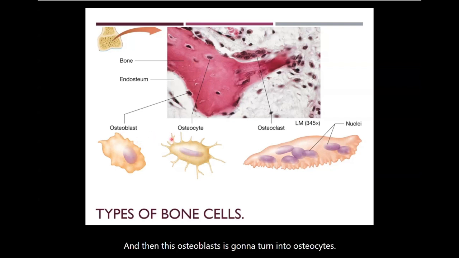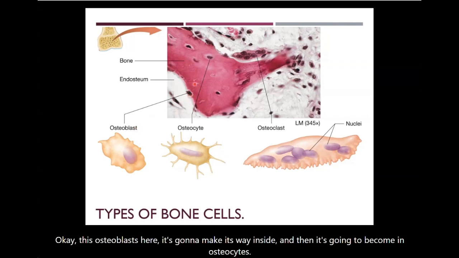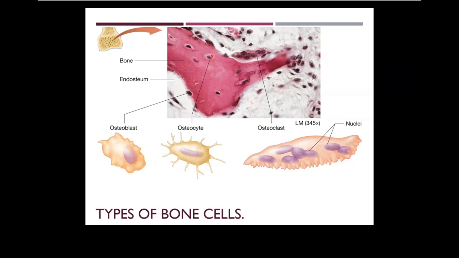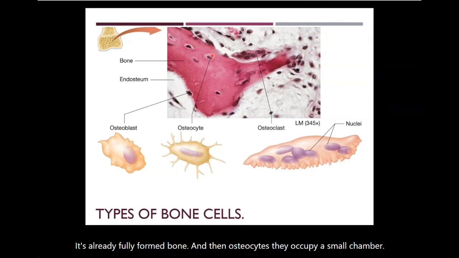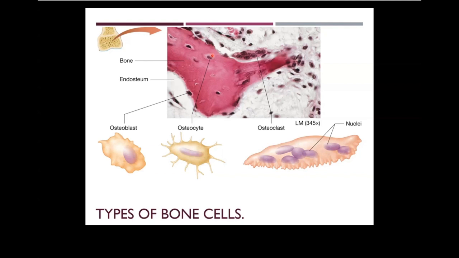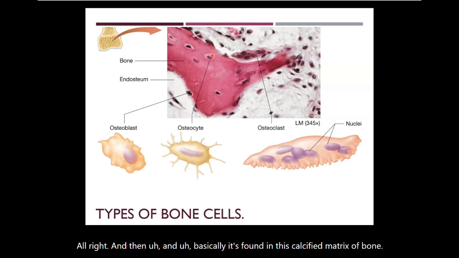And then this osteoblast is going to turn into an osteocyte, okay? This osteoblast here is going to make its way inside, and then become an osteocyte. So basically, once it's an osteocyte, it means it's a cell that is lying within fully formed bone, okay? It's already fully formed bone. And osteocytes occupy a small chamber. Osteocytes are found in a small chamber called a lacuna, all right? And basically it's found in this calcified matrix of bone, okay? That's how the bone is made.